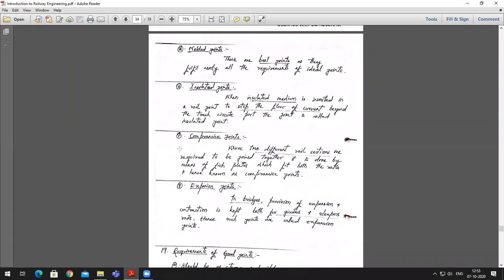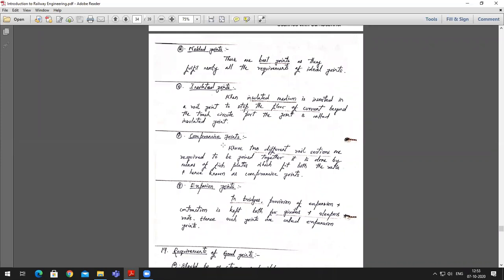Next is compromise joints. Now these compromise joints are to be provided when you have two different types of rail sections. Someone had asked me about this question a few days back. I think this would be the answer for that. So those kind of joints wherein you have two different types of rail section.